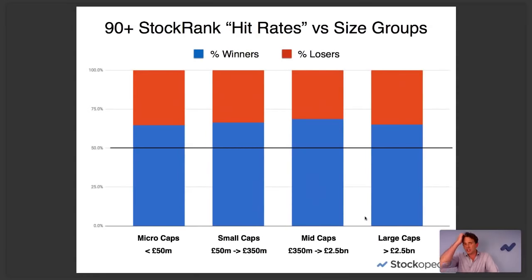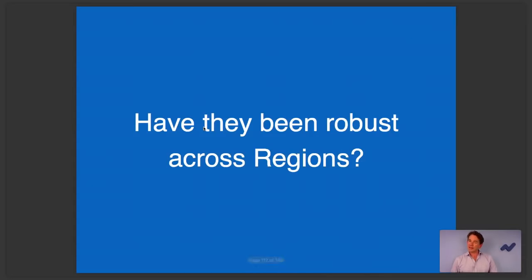And again, just to show how pervasive these rankings have been in the market, Ollie, who works with me, has put together this great hit rate chart across the different size groups. You can see it's an over 60% hit rate for the top 90 plus set of ranking shares in large caps, mid caps, small caps, and micro caps. So that same sort of batting average has persisted across the whole market. Now, this is very interesting.